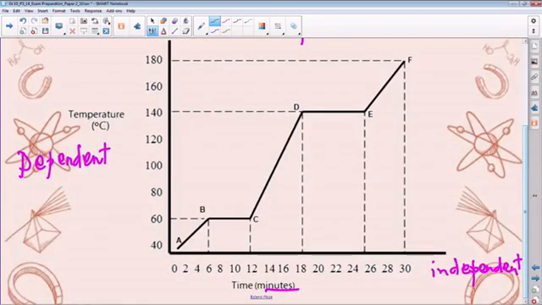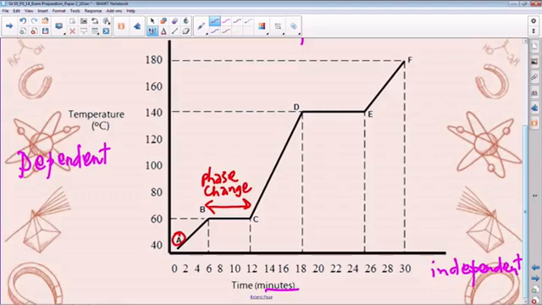So between A and B, it is still a solid. Between B and C, it is changing from solid to liquid. So this is a phase change between B and C, right? In this case, this phase change is a physical process which we call melting. And then between D and E, it is changing into a gas.